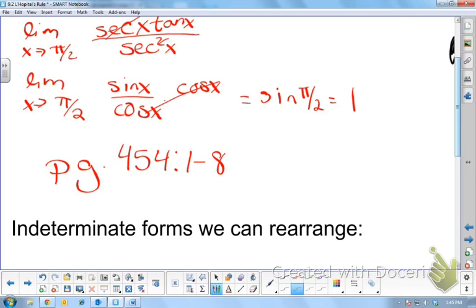1 through 8, 33, 35, and 41. And for the instructions on 1 through 8, one of them says to look at the graph. I just want you to use L'Hopital's rule. For the second, use the stronger form of L'Hopital's rule. That just means you're going to have to take the derivative more than once.